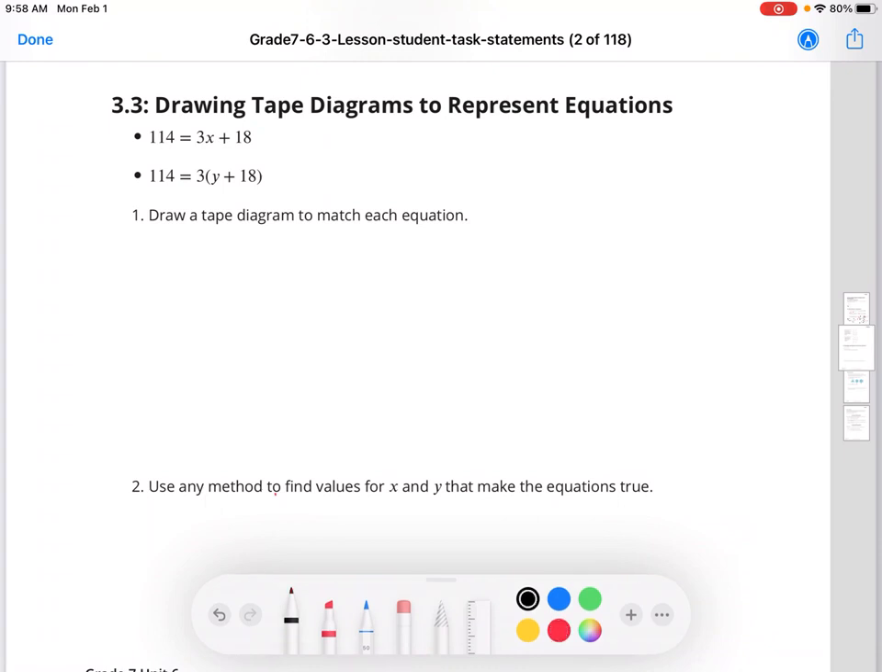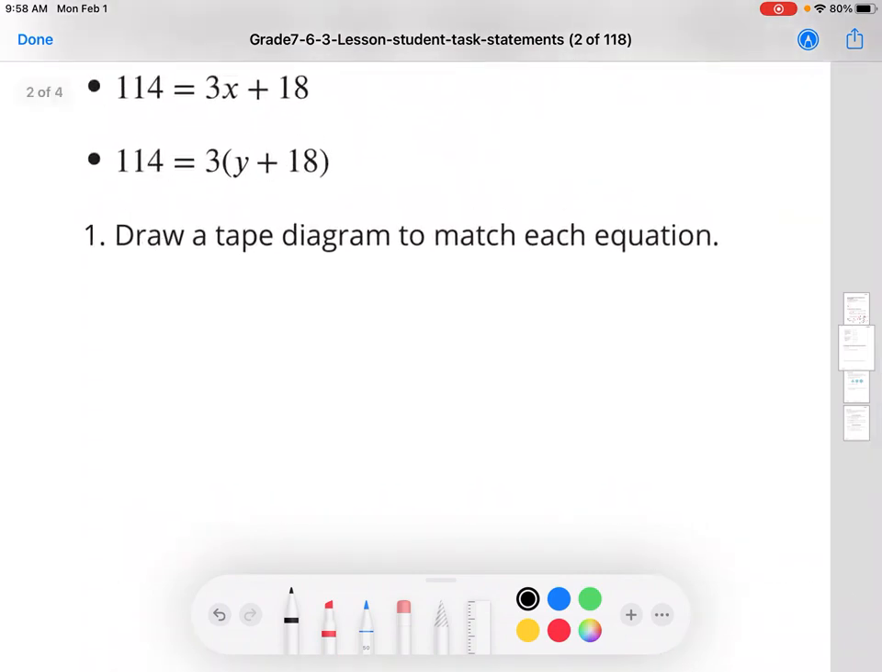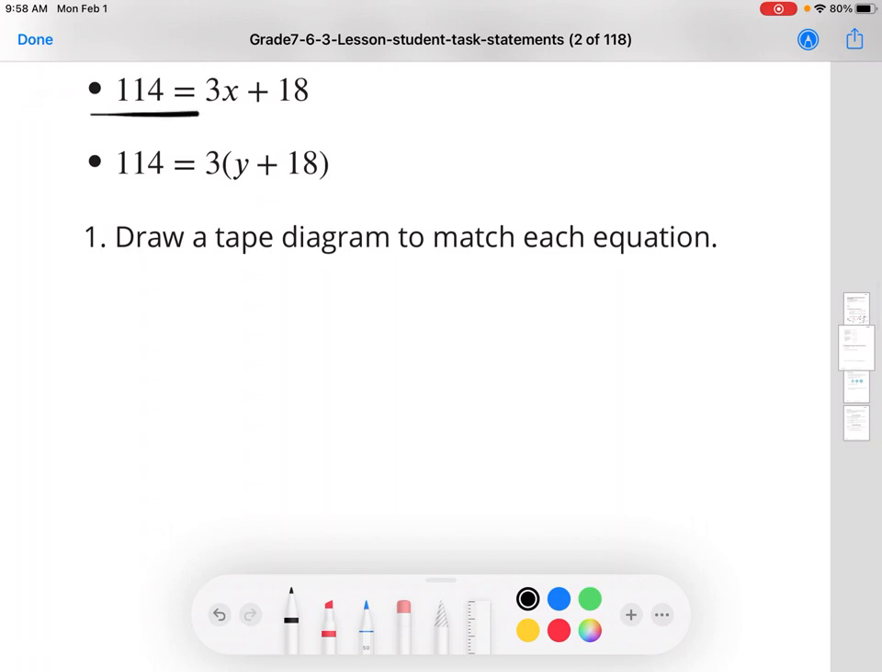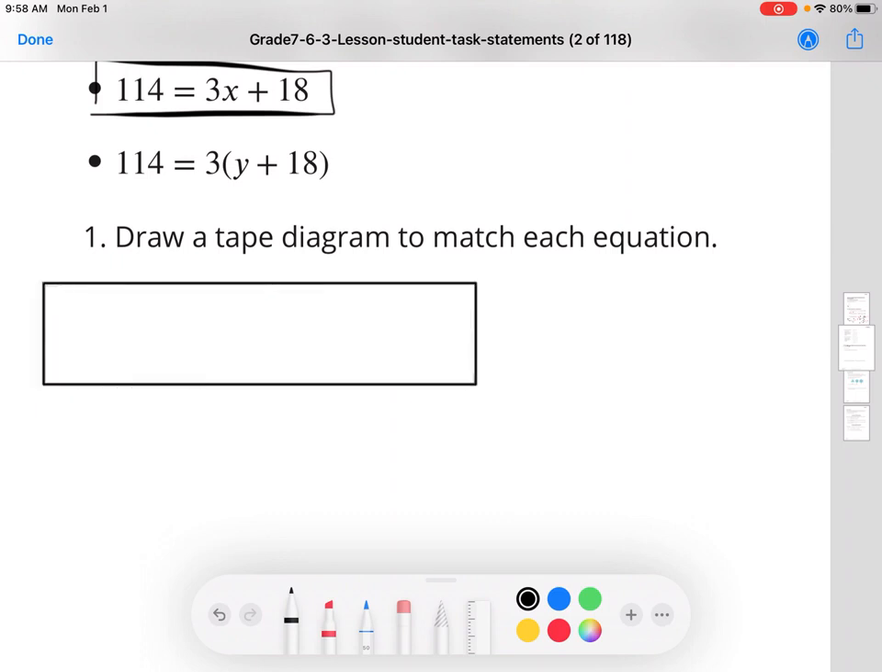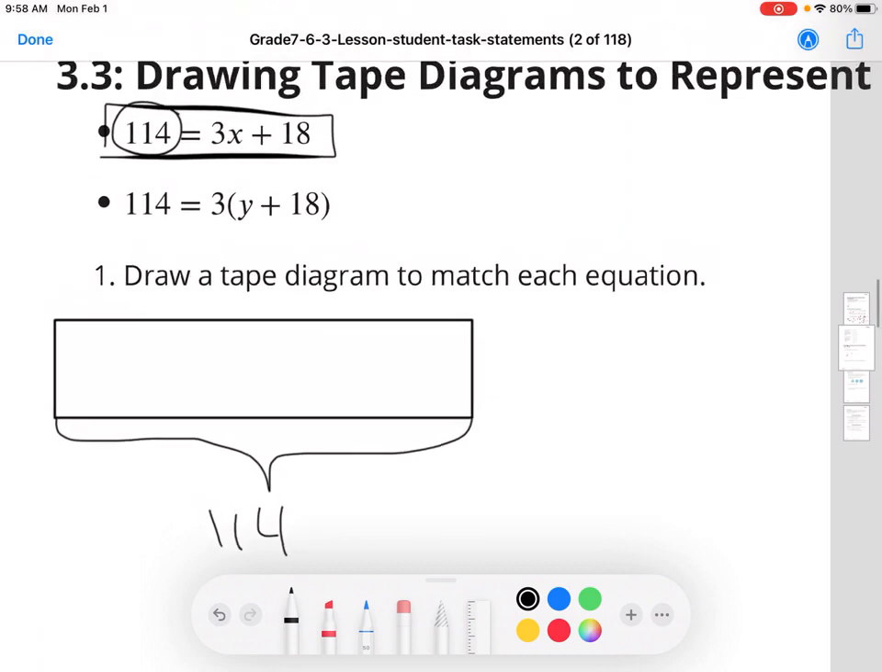3.3, Drawing tape diagrams to represent equations. So it wants us to draw a tape diagram to match each equation. So first, let's do our first equation. So we know we got to start with a rectangle. And I know that it has to represent a total of 114. So now I have to determine what would go inside of my diagram.